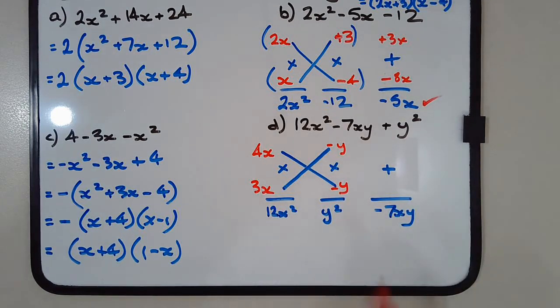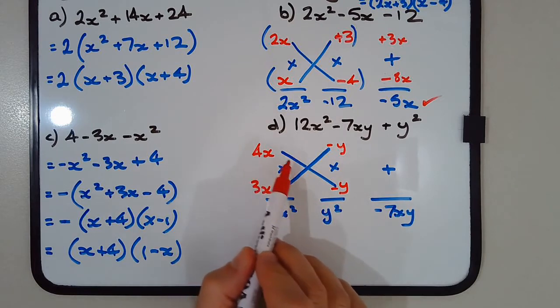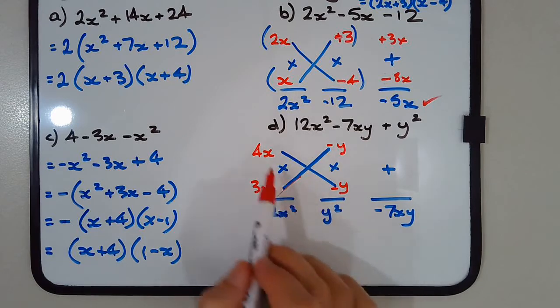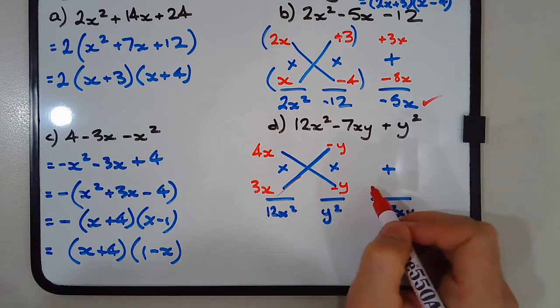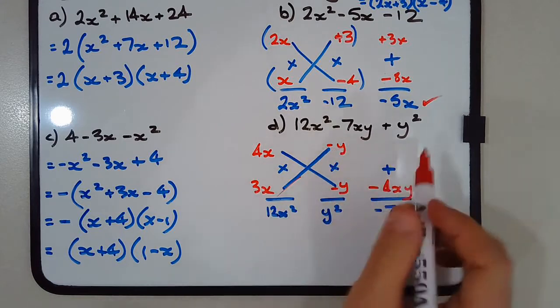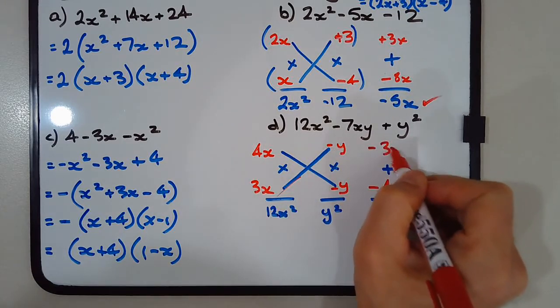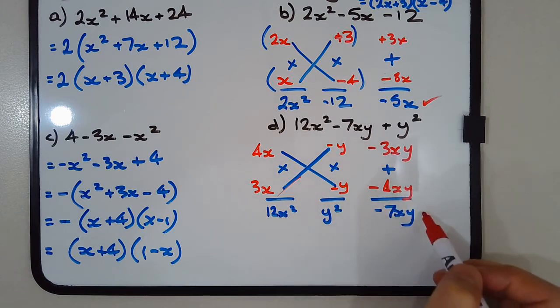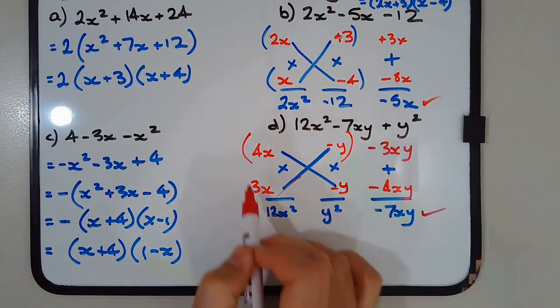So I think we're happy with that. Let's just confirm that in fact we're on the right track with it. 4x multiplied by negative y, so now multiplying along the large x. 4x multiplied by negative y is negative 4xy. 3x multiplied by negative y is negative 3xy. Negative 3xy plus negative 4xy is negative 7xy. I think we're happy. All right.